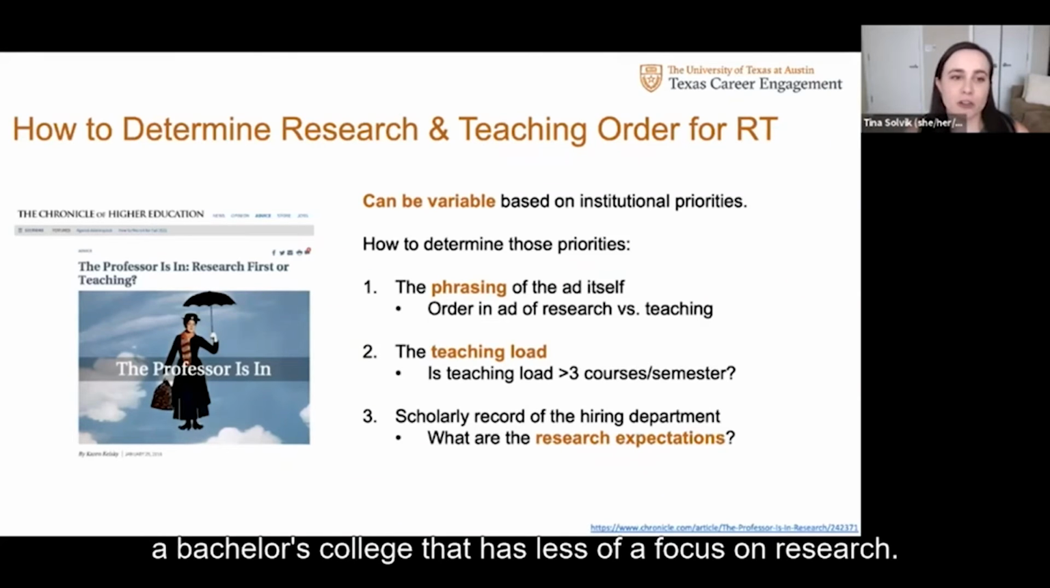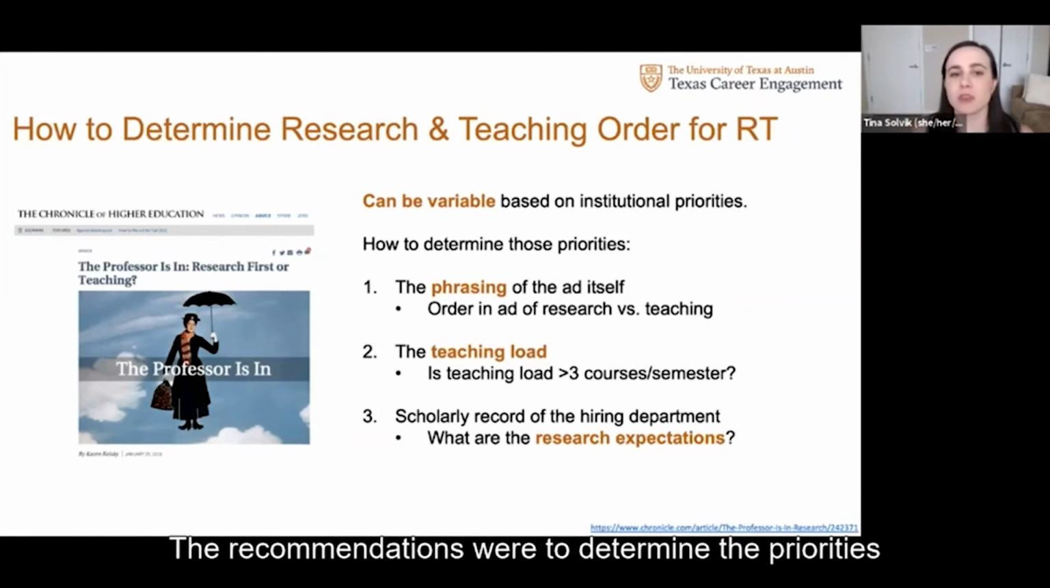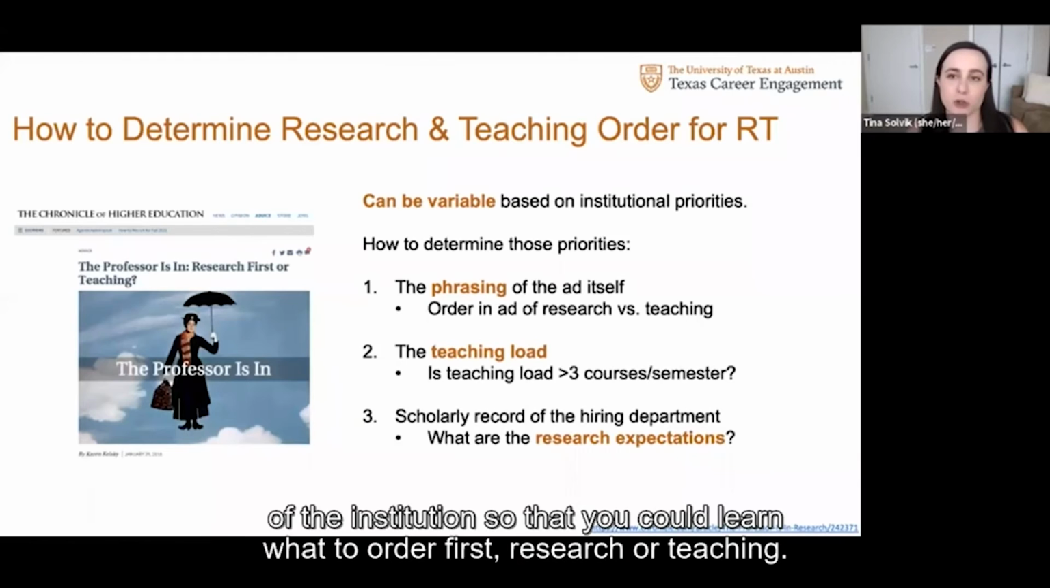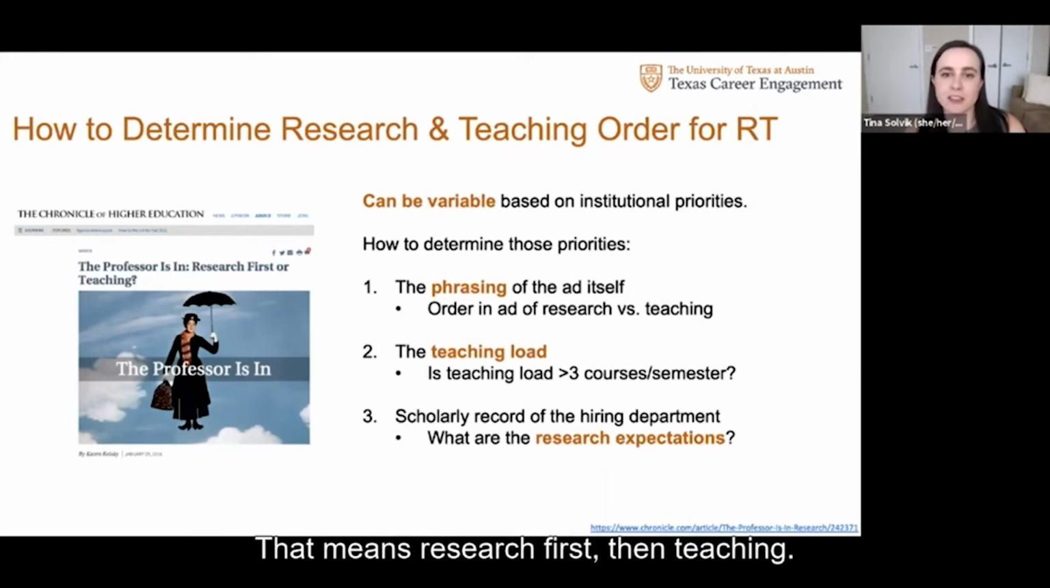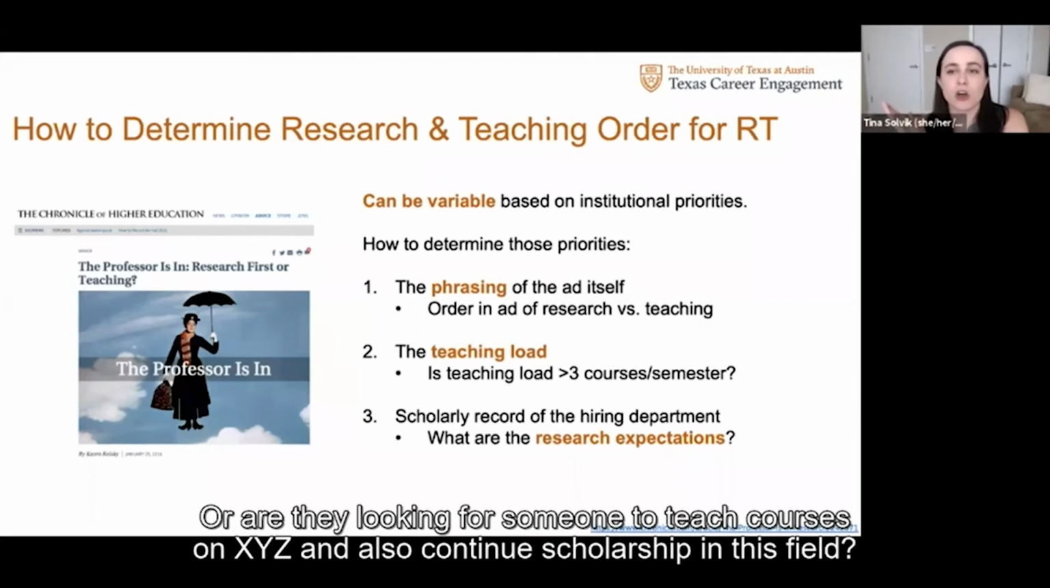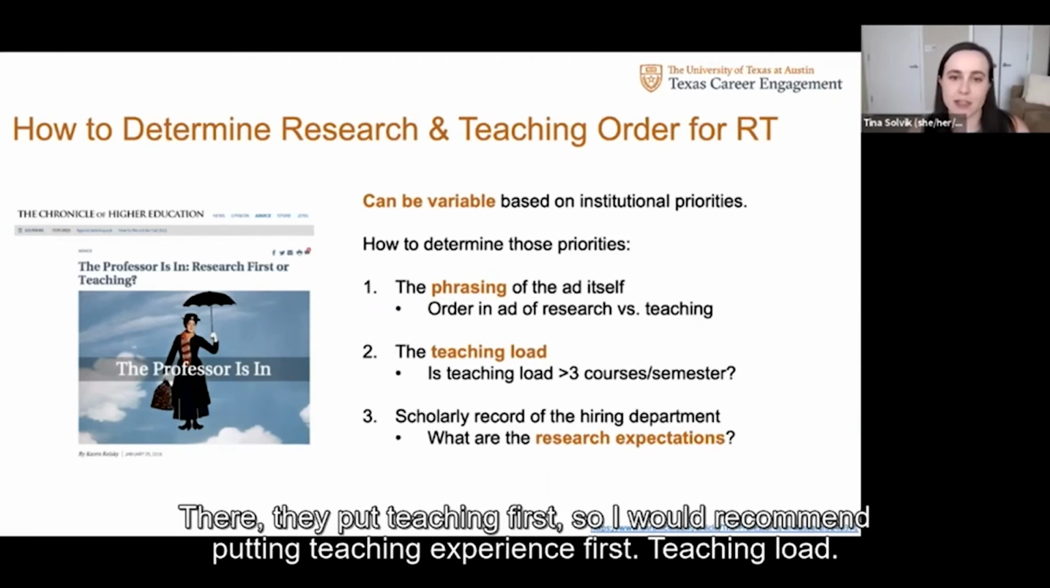And so this is from an article from The Professor Is In on the Chronicle of Higher Education, where someone asked how to order research and teaching for an R-T institution. The recommendations were to determine the priorities of the institution so that you could learn what to order first, research or teaching. You should look at the phrasing of the ad itself. So what comes up first in the ad, research or teaching? Do they mention wanting a scholar with experience in XYZ, also responsible for teaching? So that means research first, then teaching. Or are they looking for someone to teach courses on XYZ and also continue scholarship in this field? There they put teaching first, so I would recommend putting teaching experience first.